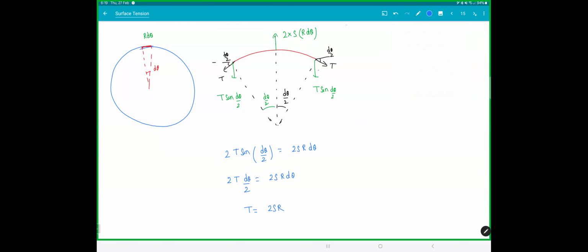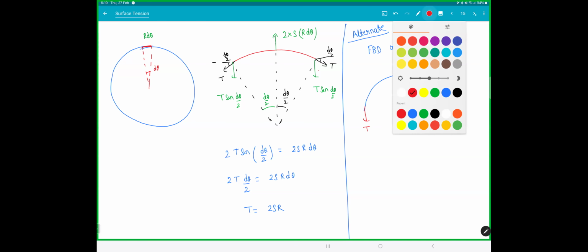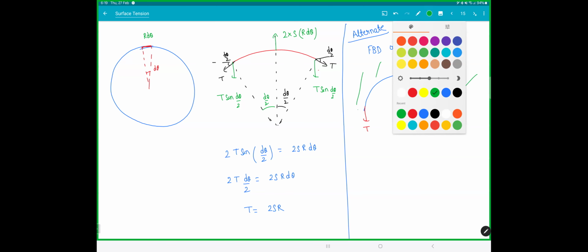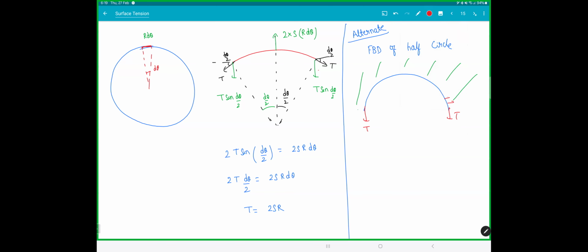Now there's a much faster way to do this using projected length. So alternate, draw FBD of a half ring. Don't draw the full or don't draw the part, draw for half. Now when you draw for the half, the advantage is the tensions will be in the same direction. So tension, tension. And remember the soap film is outside. So the forces are pulling in this direction.